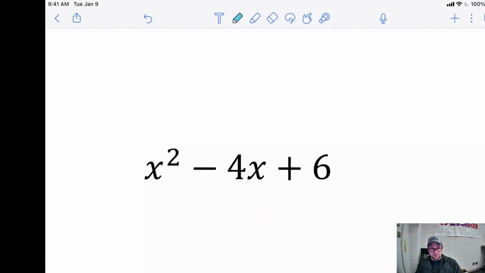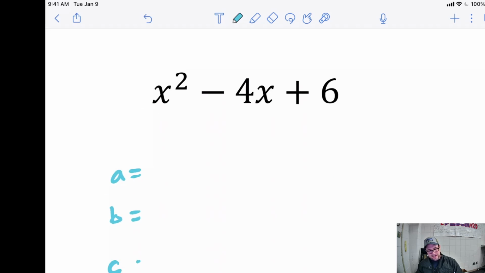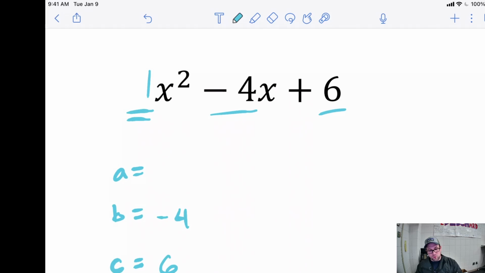This one's a little goofy, and the reason is because when we try to find A, B, and C, it's kind of a little problematic. We know C is going to be 6. We know B is going to be -4, but there's no number in front of x squared. So remember, what that means is you can always put a 1 right in that spot, just like that.